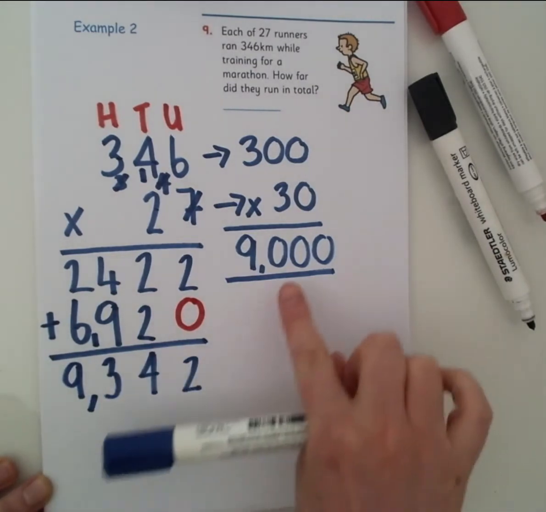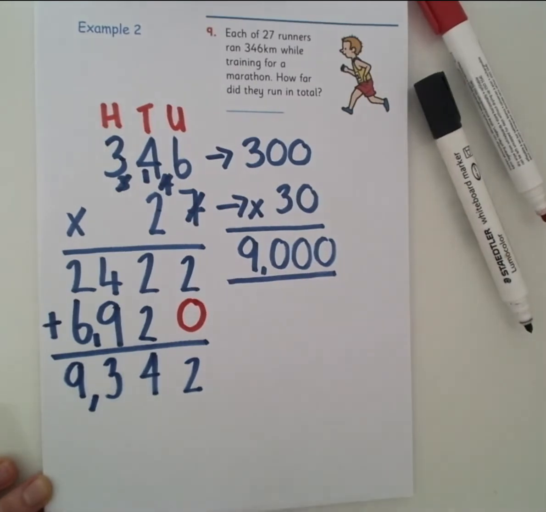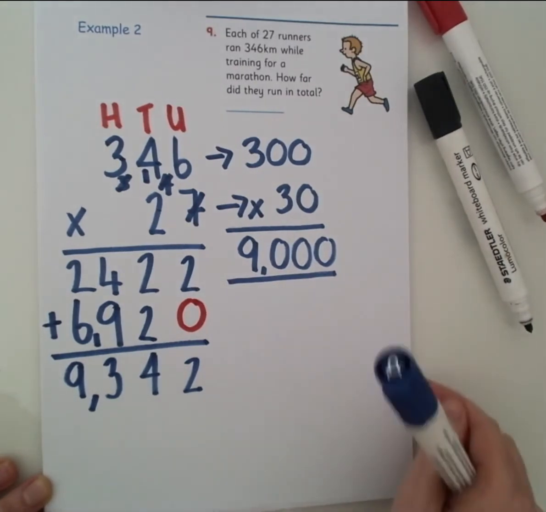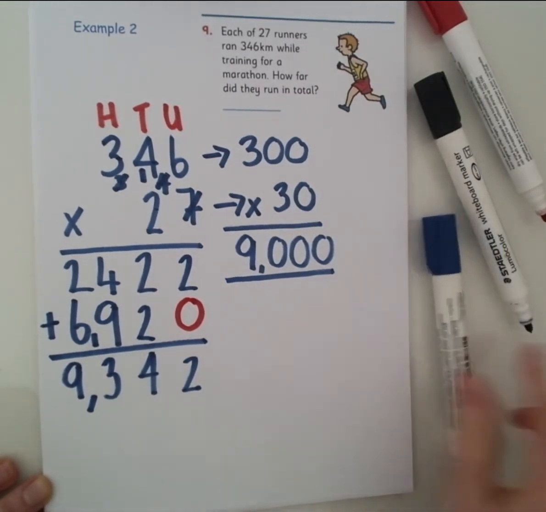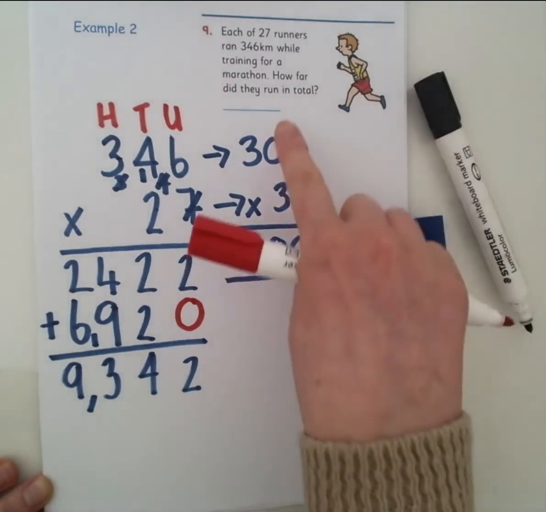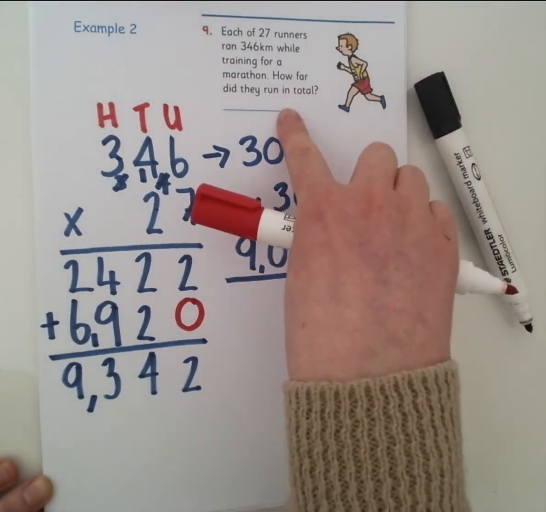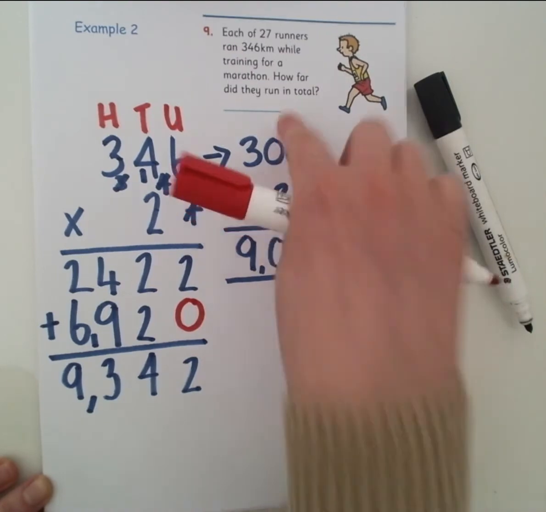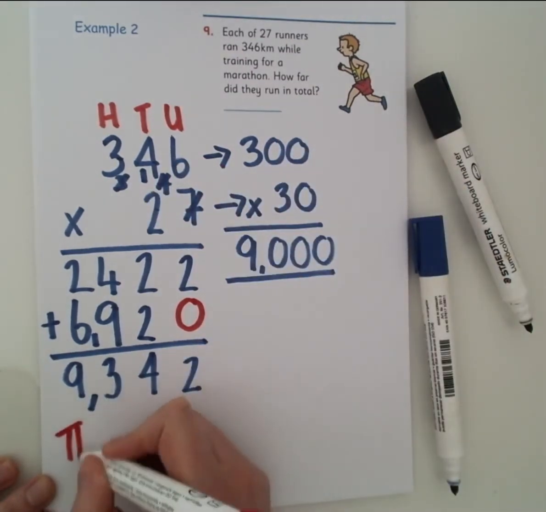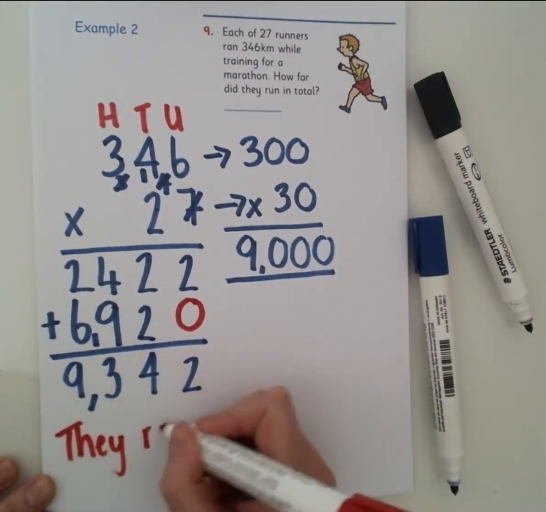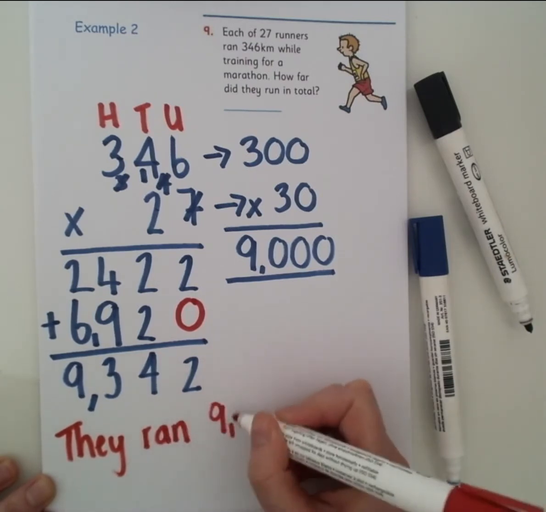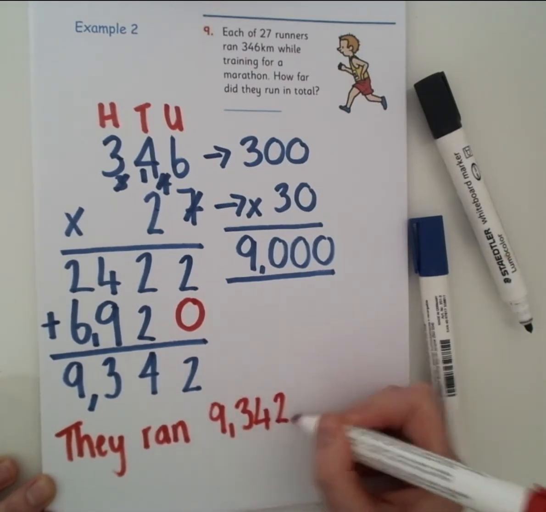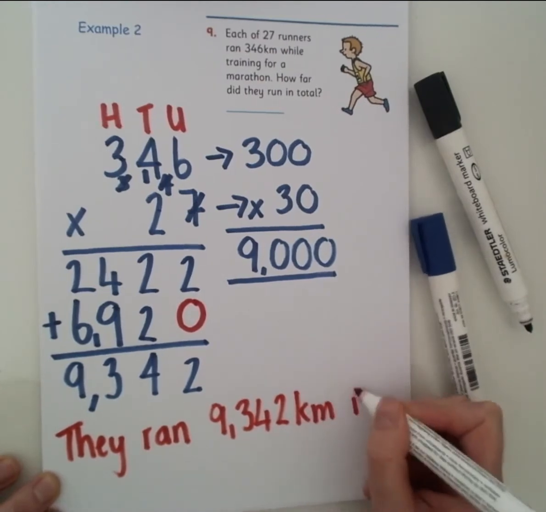9,342, which is very close to my estimate. So I probably got the right answer. So now it is a word problem, so I must answer the question that was asked. So it asked, how far did they run in total? So they ran 9,342 kilometers in total.